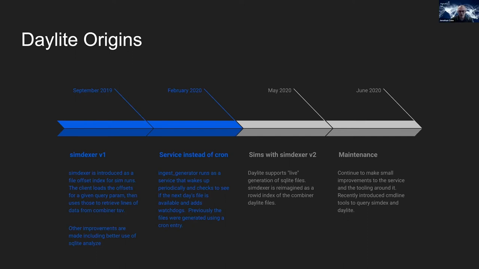One of the stability issues we had with it was we used to run the ingestion as just a cron. We switched around to running that as a service. So basically it's just a TCL process. It's waking up every now and again and seeing, hey, is my next day's file available? And it does some watchdogging, things like that.